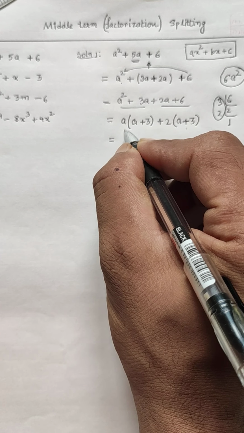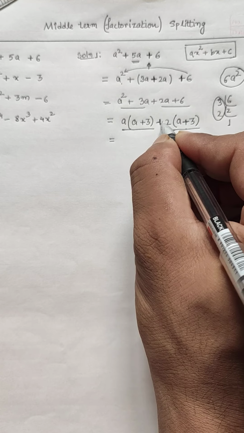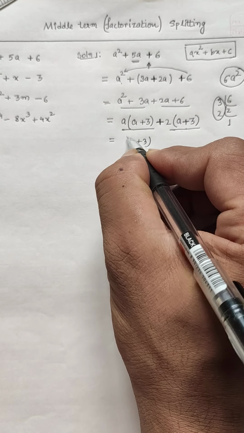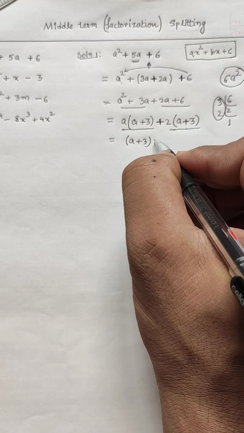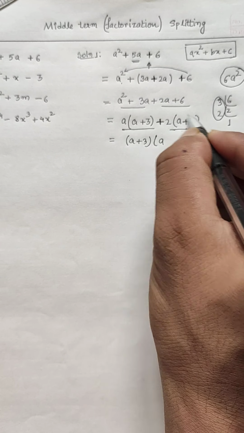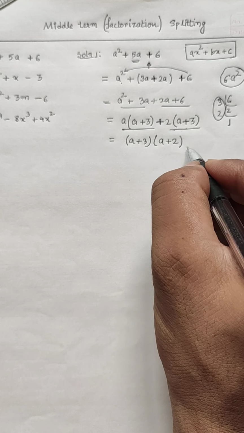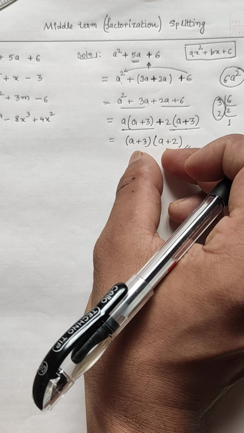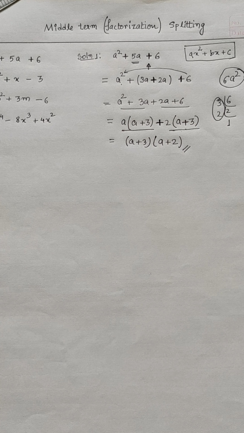So let's again take the common from these two terms. Here there are two terms, because this plus separates the terms. So a plus 3 is the common from these two terms, and the remaining is a from the first term, and plus 2 from the second term, because its sign is plus. So that's your final answer. It is in factorized form. Factorized form means it is in multiplication form. So this is the solution of your first question.